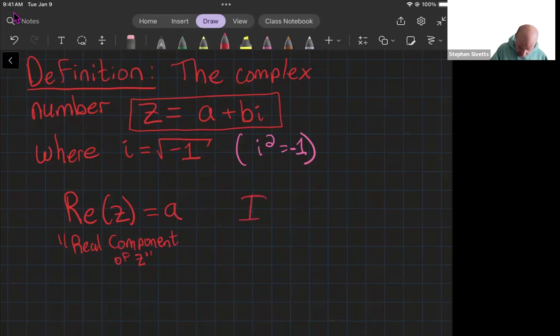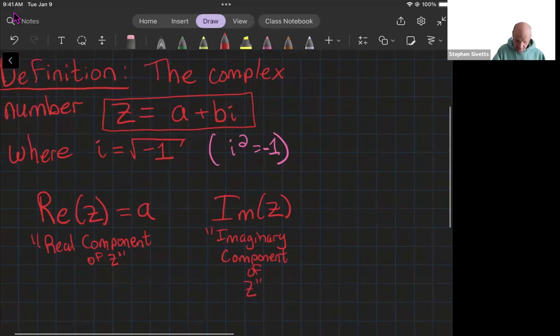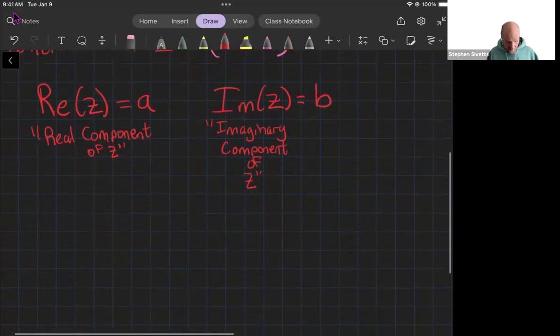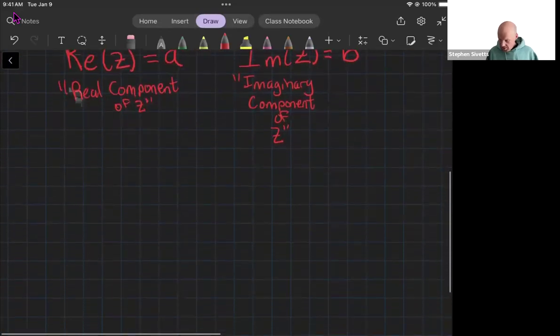There's also this quantity, Im Z. This is read as the imaginary component of Z. Okay, that's how you read that. And it equals the number that's multiplied by I. So in this case, it's B. Okay, let me write that out a little bit more clearly. B. All right. So A is what's called the real component of Z, and B is equal to the imaginary component of Z.